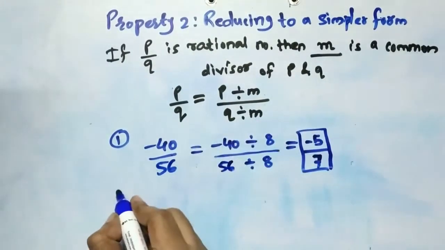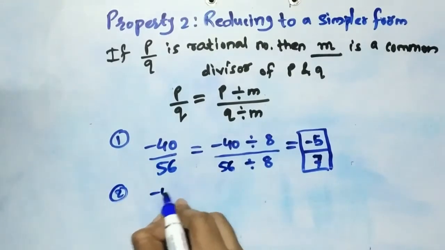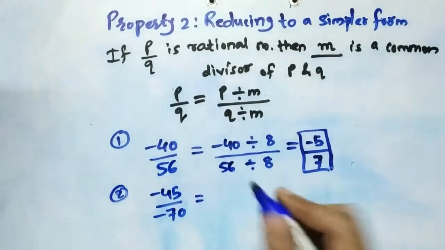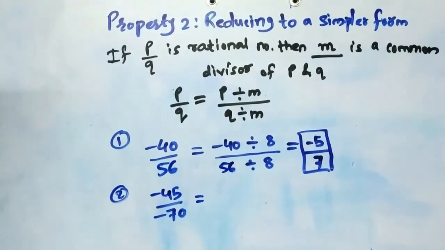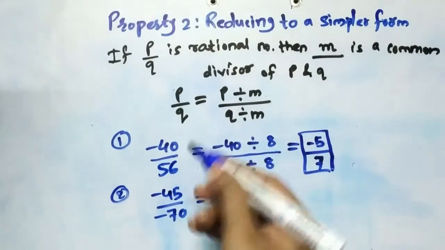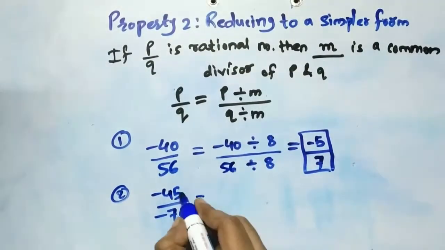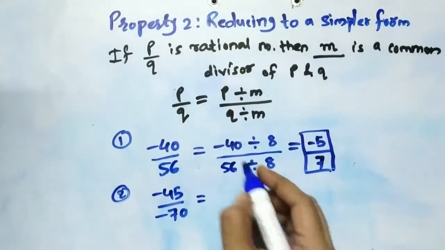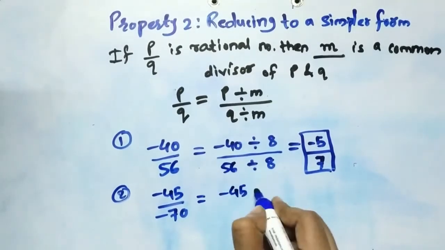In the same way, suppose I am having one more example, that is minus 45 upon minus 70, and I want to reduce it. So friends, with which number should I multiply? Sorry, I should divide it. So you can again choose here 5, because 5 is a common divisor of both. You just need to think which number you should choose. So here I will choose 5.